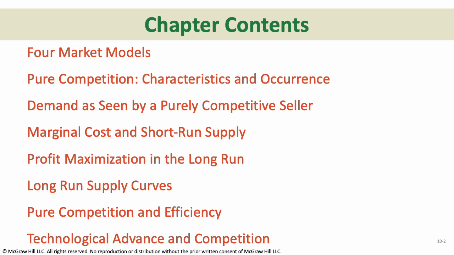So we're going to look at four market models: pure competition, what is demand if you are in pure competition, marginal cost and short-run supply, profit maximization in the long-run supply curves, pure competition and efficiency, and finally, what is the effect of technology.